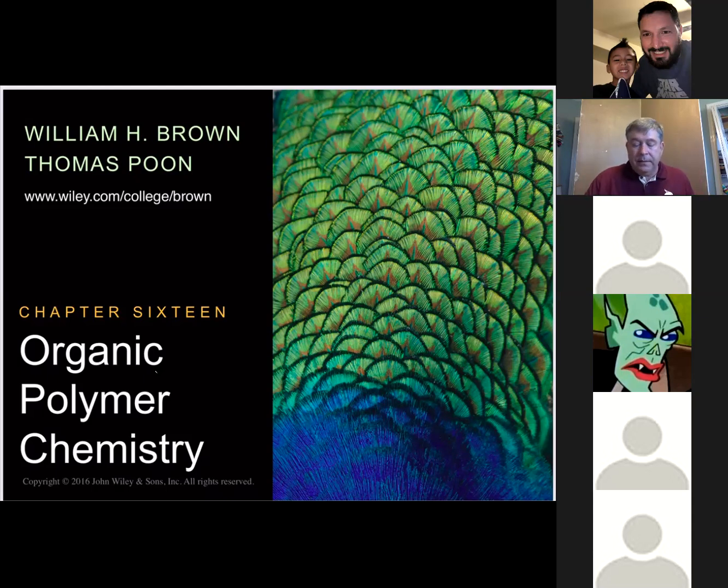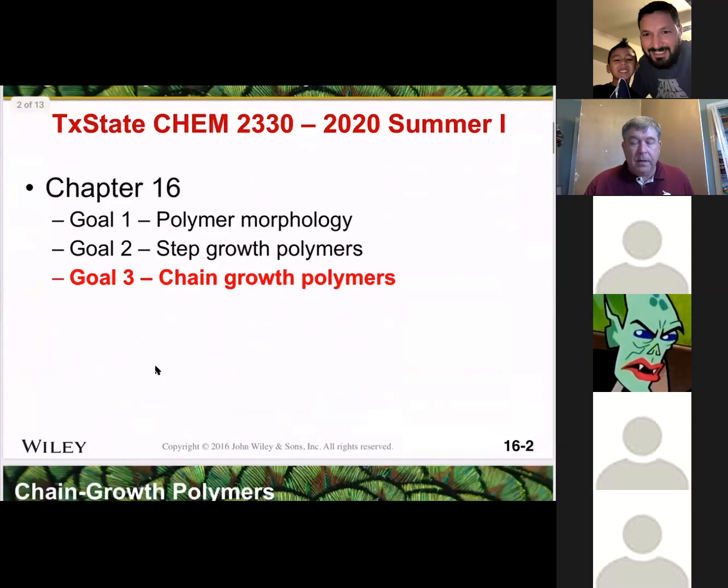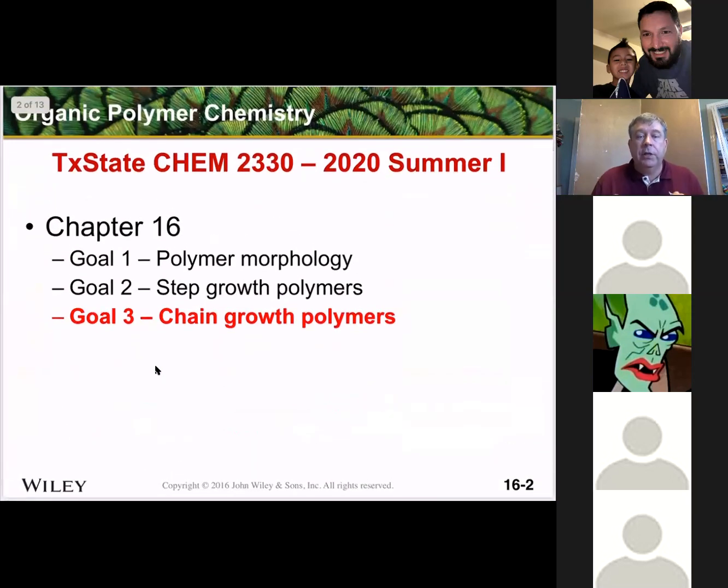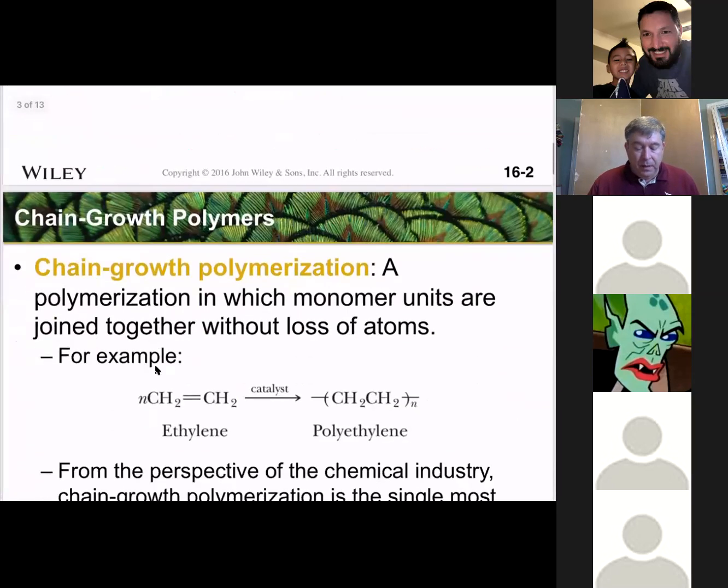So let's talk a little bit more about our goal 3, chain growth polymers, okay? So all the morphology stuff is the same. If there's hydrogen bonding, that controls things. If there's regularity, it makes crystalline domains. Most of these things can be stretched to be ordered, okay? The difference in chain growth polymers is how we make them, okay?